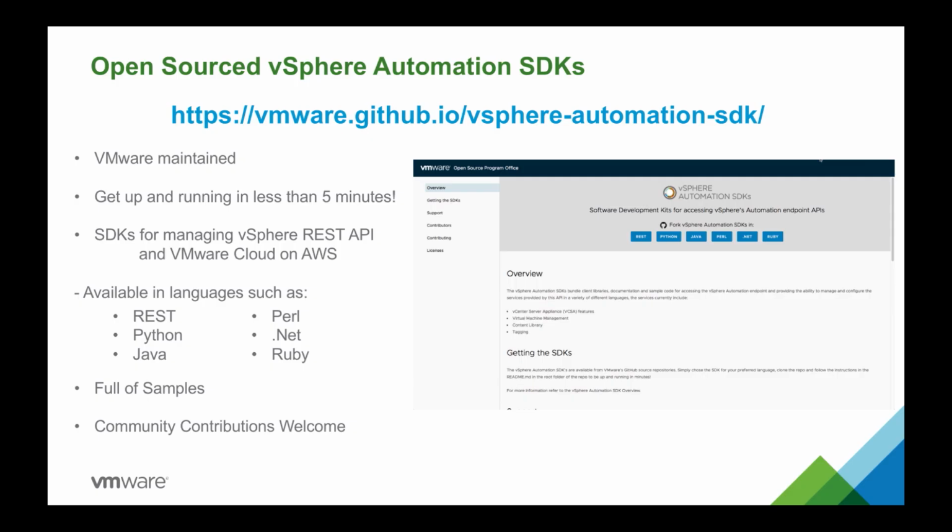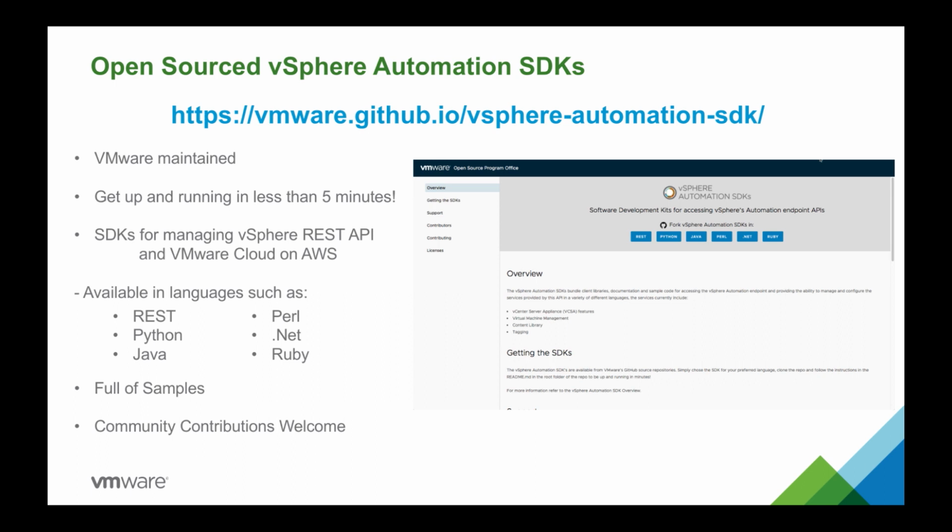So before diving right into the code, let's take a look at what the vSphere Automation SDKs are from a high level. These are open-sourced software development kits, or SDKs, that are maintained by VMware in order to manage features that are available in the vSphere REST API, as well as VMware Cloud on AWS. The goal of these SDKs is to provide a framework along with a bunch of samples so that consumers can get up and running quickly.